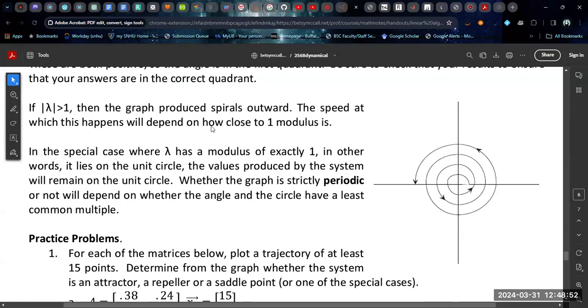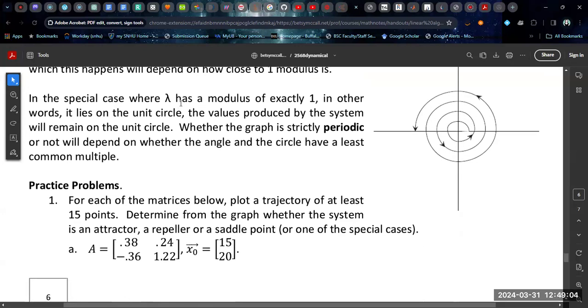Now, as I said, if lambda is greater than 1, then the graph is going to spiral outward like this. We would indicate the path of the trajectory again with arrows indicating we're going away from the origin. And where lambda is equal to exactly 1, we get a periodic orbit. Even if it doesn't fall on exact values each time it goes around, the distance from the origin will remain constant.